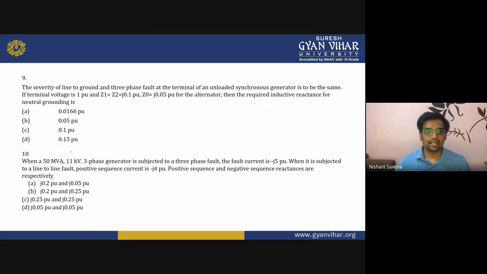The next question says that the severity of the line to ground fault and the 3-phase fault at the terminal of an unloaded synchronous generator is the same. If the terminal voltage is 1 per unit, then Z1 and Z2 are the same, and Z2 is also given. Then for the alternator, the required inductive reactance for neutral grounding is what? This is a very important question, so I'm marking it with a double star. Try to solve it, and we will discuss it later.